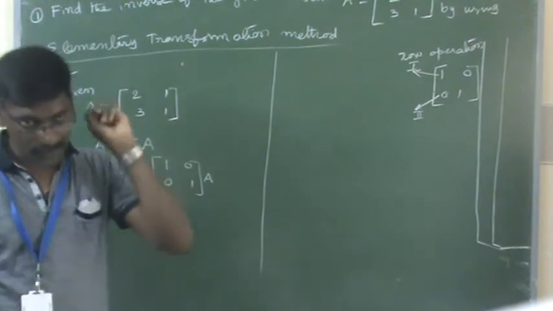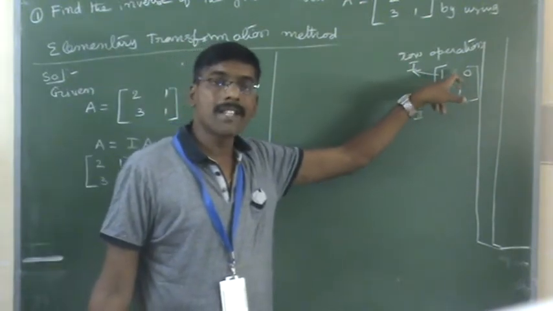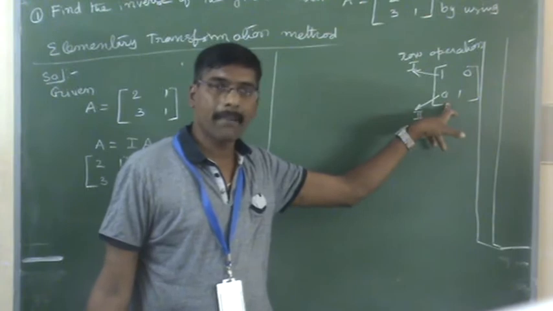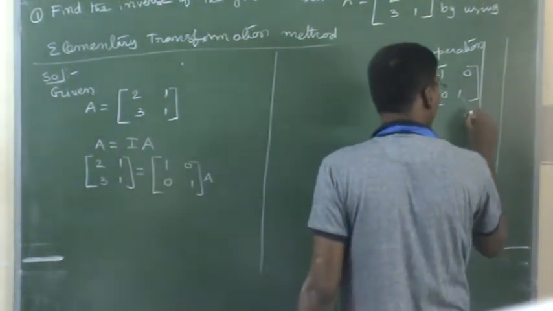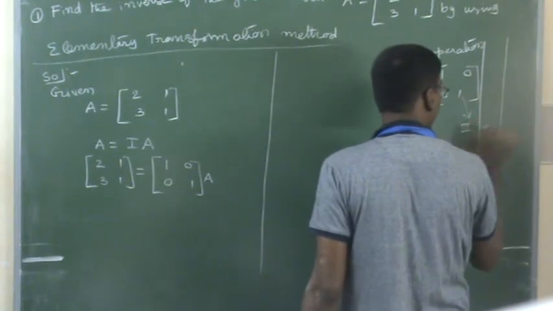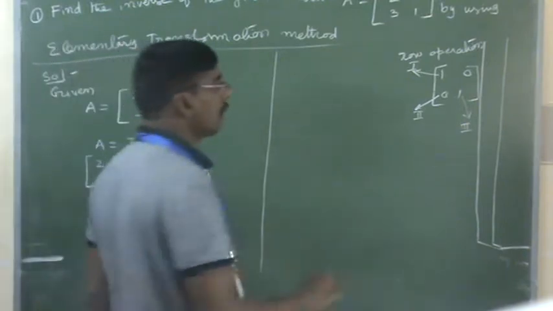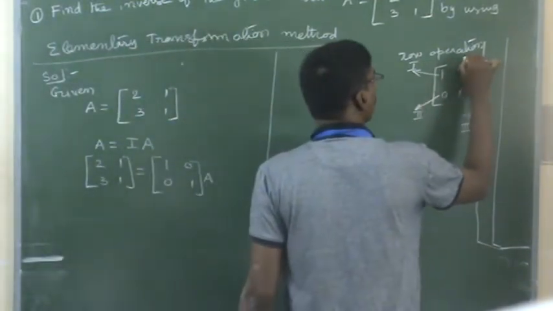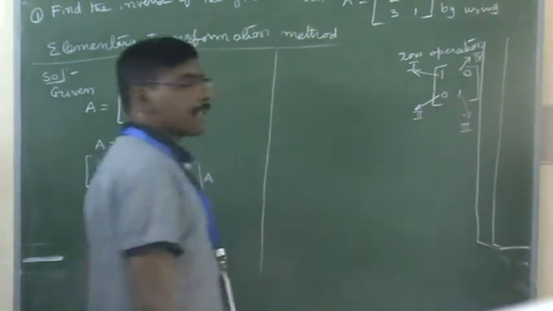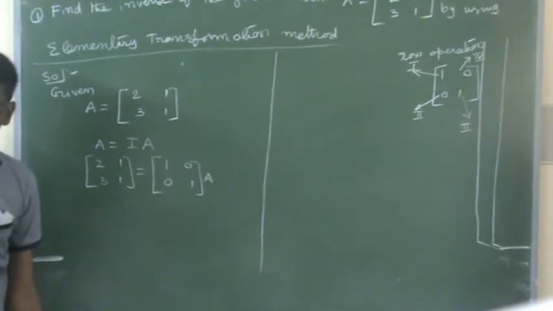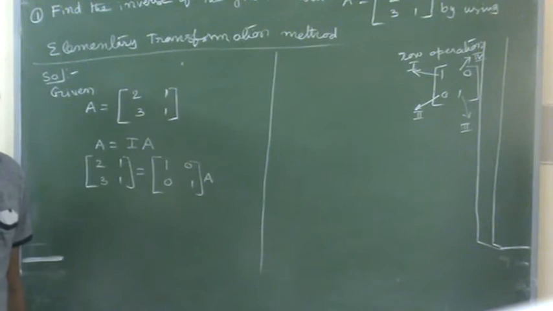First, the A11 place is converted to 1. Next, the A21 place is converted to 0. Next, the A22 place is converted to 1. This is the third step in the row operation. At last, the A12 place is converted to 0. This is the fourth step. We use these four steps to find the inverse of the given matrix by the elementary transformation method.